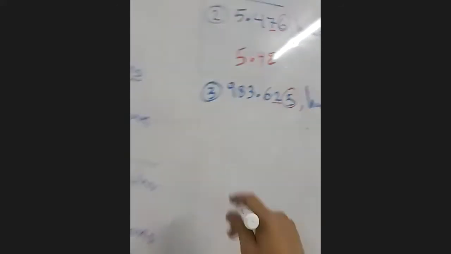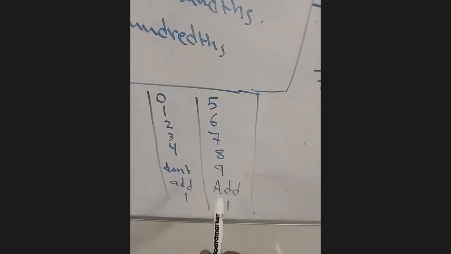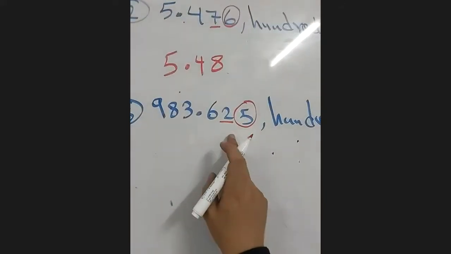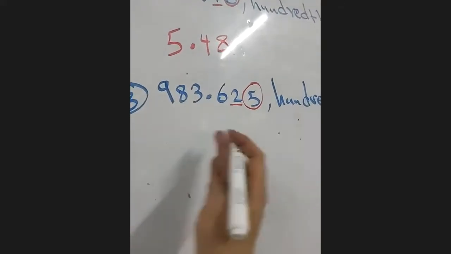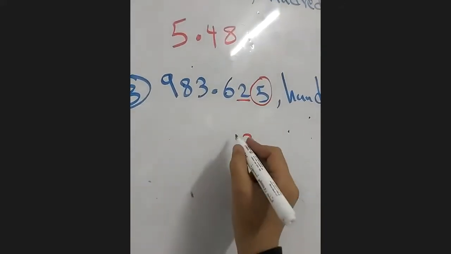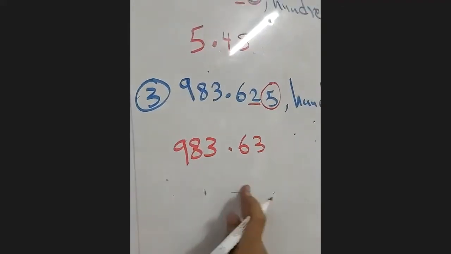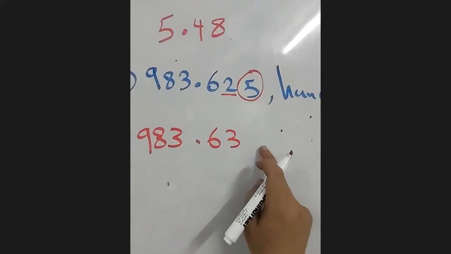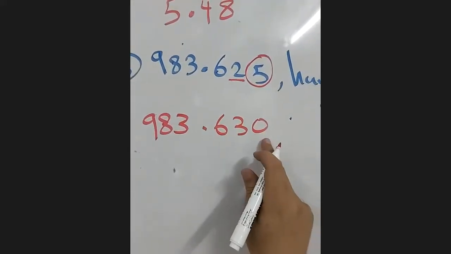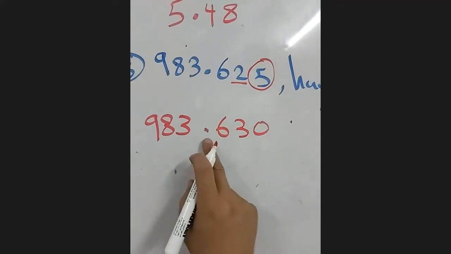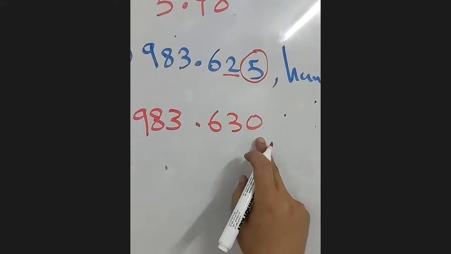Good. So the 5, do we add 1 or not? We add 1. So the 2 will be what? A 3. The previous numbers stay the same. And the 5 will be what? 0. And this 0, if we have decimal, what? We can erase it.